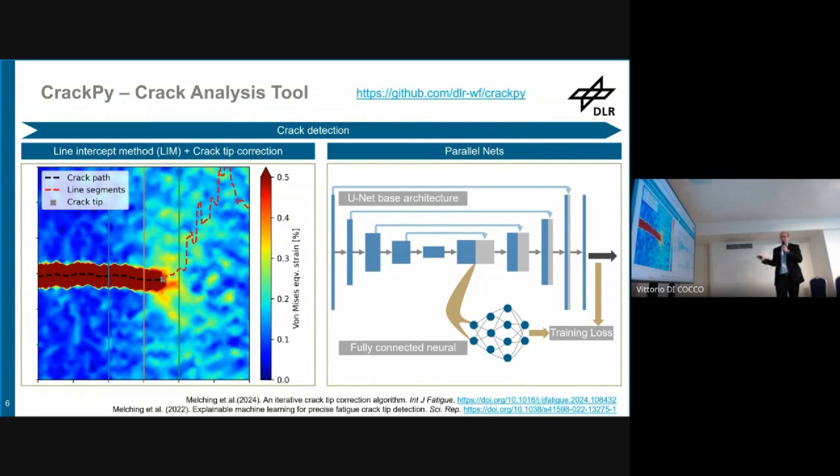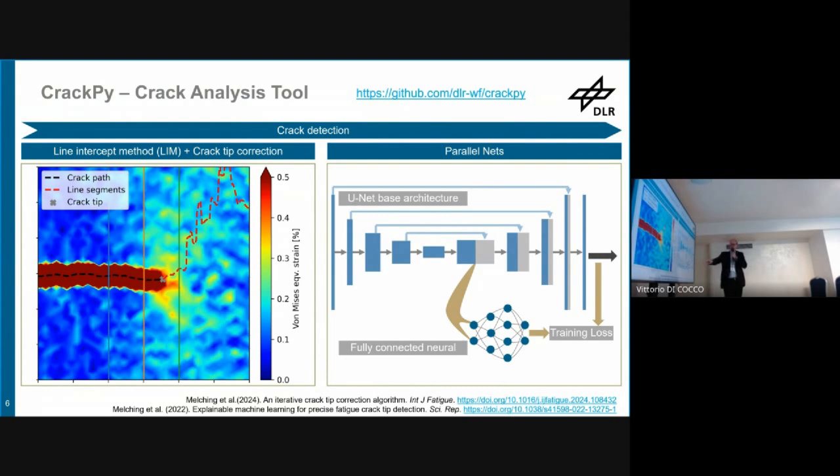On the other hand, we have trained a machine learning model that we call parallel nets, and this model is a combination of a U-Net-based architecture for image segmentation combined with a fully connected neural network, trained by a common loss function.